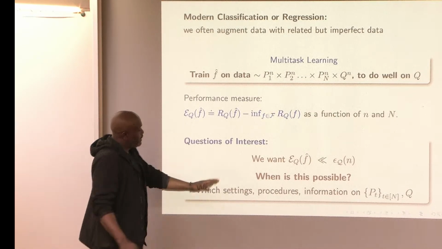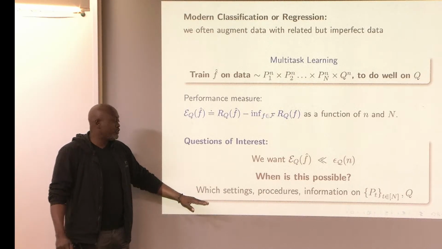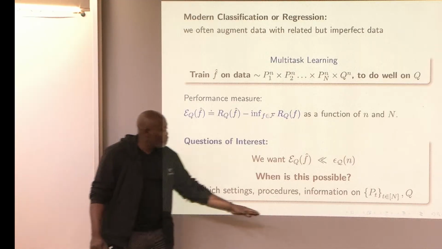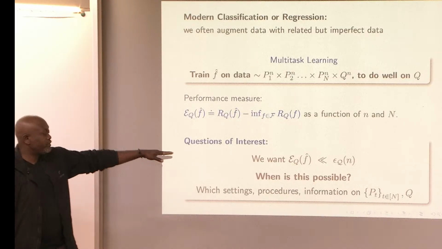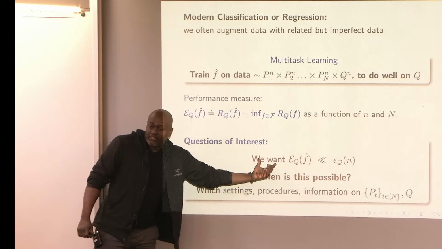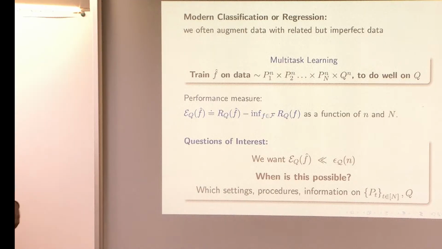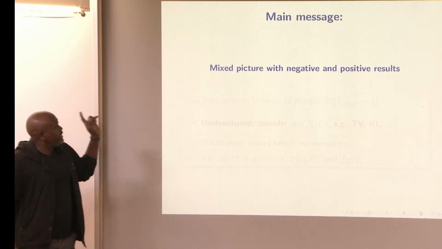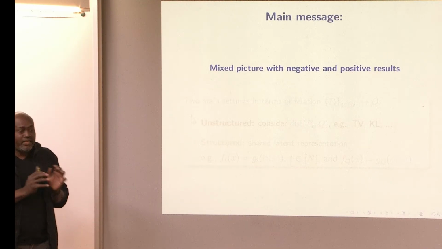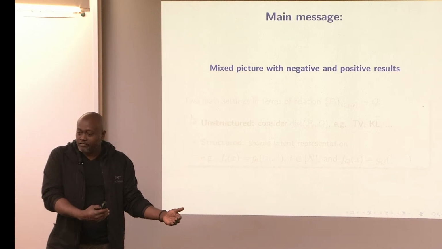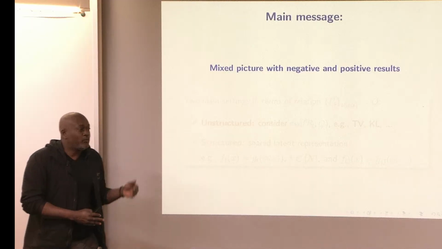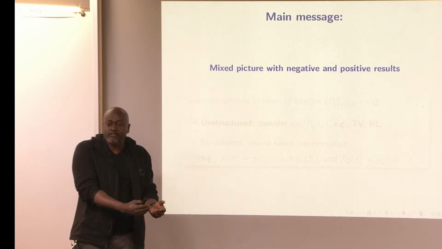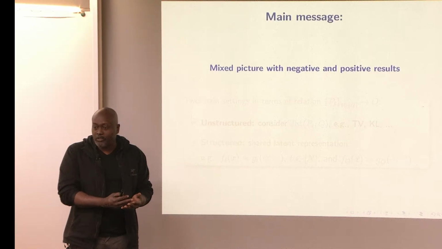Okay. And so the basic question is: under which settings, what procedures, and what information on the relationship between P's and Q do the procedures need to have in order to ensure the promise of multitask learning? Clear, everybody? All right. So the main message is that the picture is actually quite mixed, with negative and positive results. There will be some situations where we would expect that we should be able to gain from multitask, but we are not able to gain from multitask, provably. And there will be situations where, if we relax things further, we are able to gain from multitask.